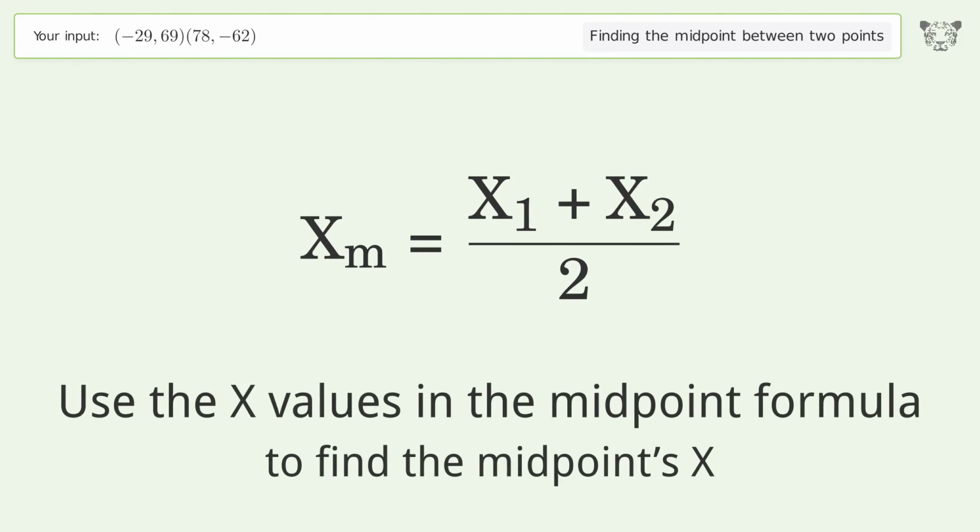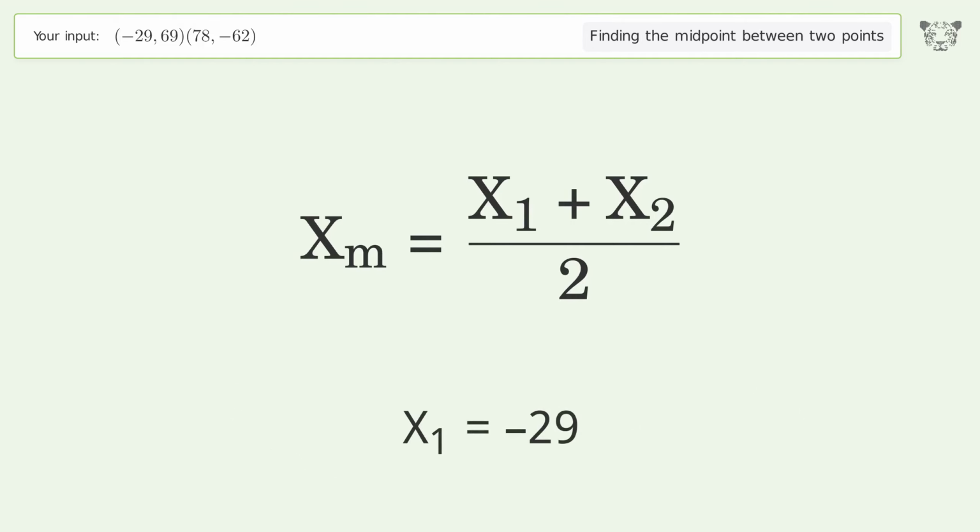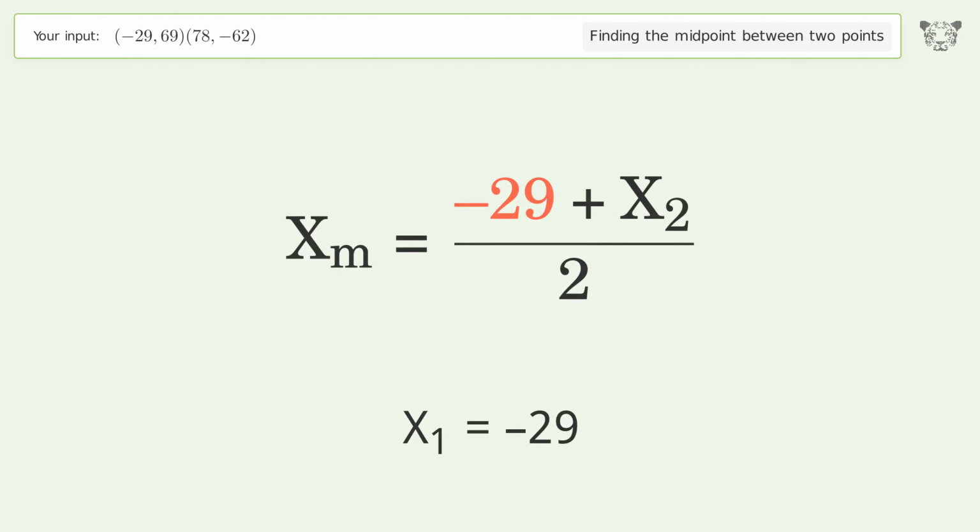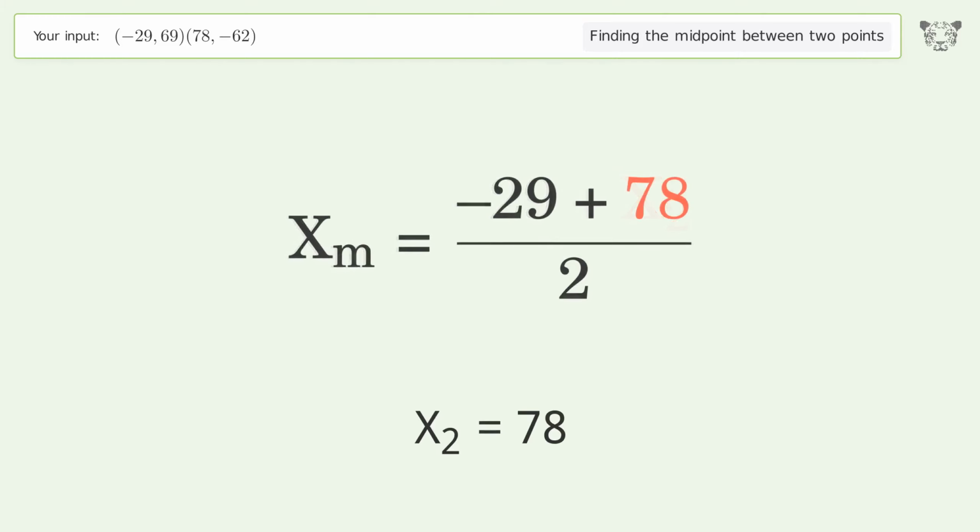Use the x values in the midpoint formula to find the midpoint's x. x1 equals -29. x2 equals 78. Simplify the arithmetic.